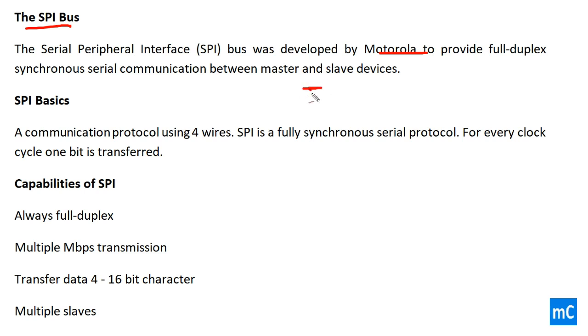Previously, we have seen about the I2C communication. I2C is a half duplex synchronous serial communication, but SPI is a full duplex communication. Full duplex means the sender and the receiver can transmit messages to each other at the same time. In case of I2C, it cannot be done because it has only one data line. But the serial peripheral interface has two data lines, so it is full duplex.